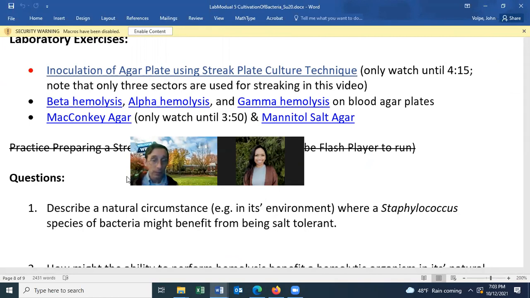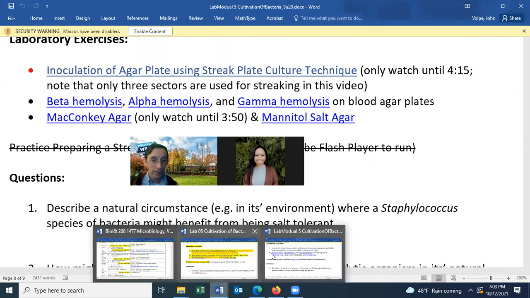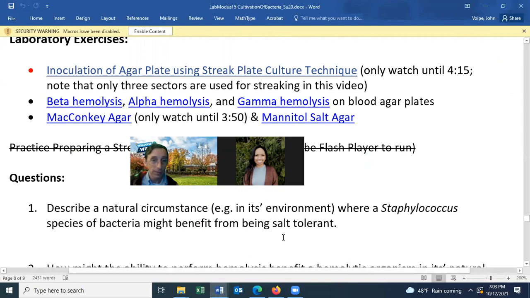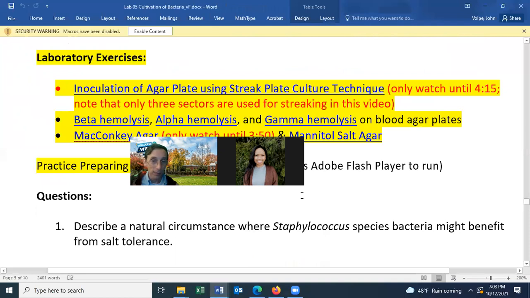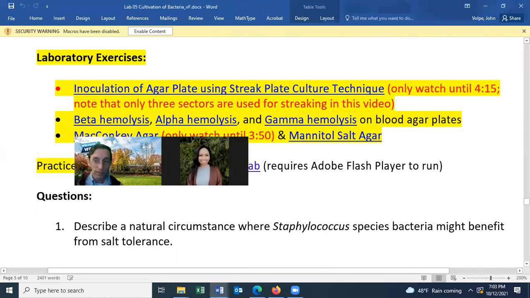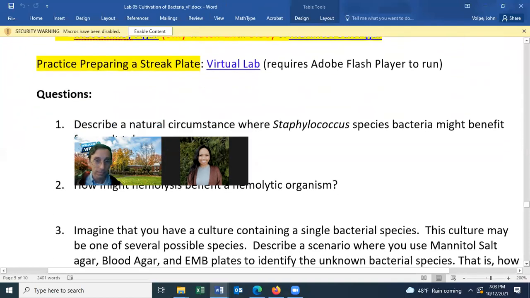All right, and then work on the questions for the worksheet. When you're done, submit the worksheet for lab 5. Any questions? If not, I'll be here till 8:20 or the last student leaves, and I will be here to answer your questions. So get started on the lab.